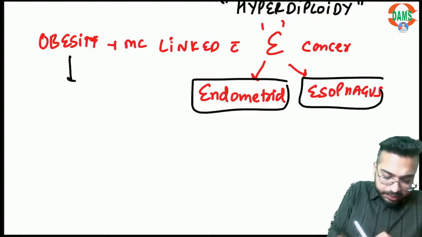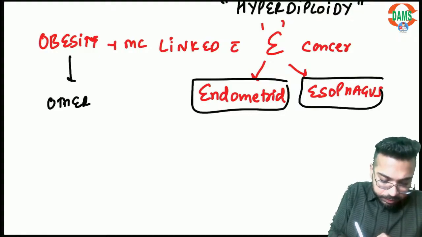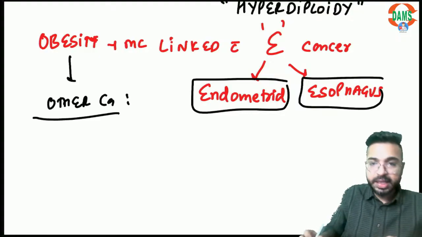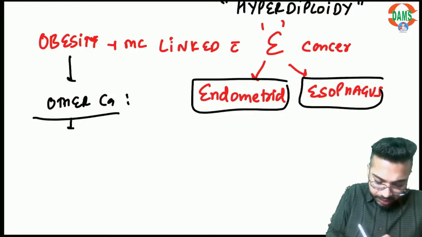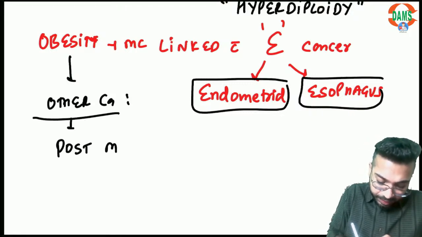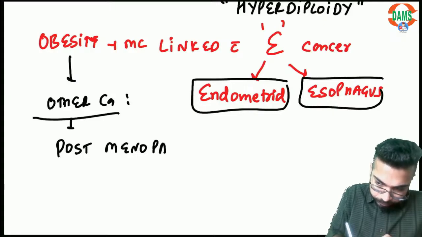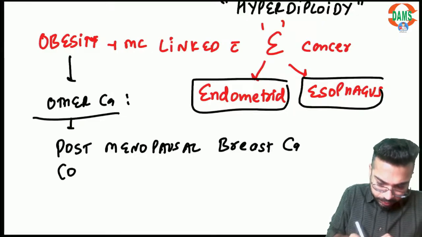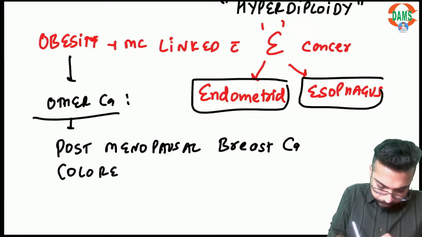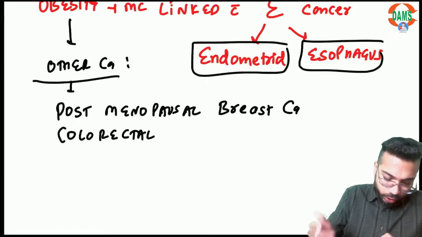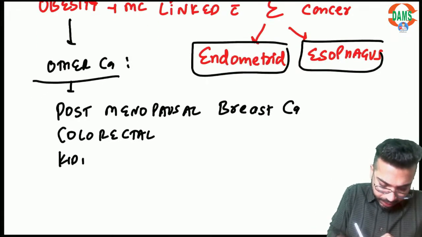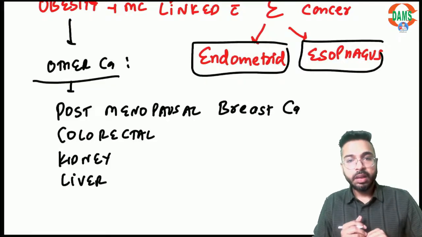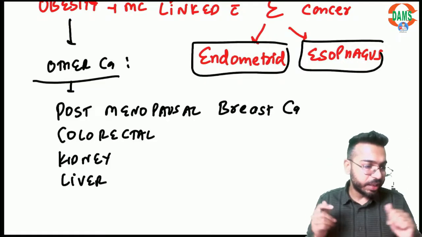The other cancers linked with obesity are postmenopausal breast cancer, colorectal, endometrial, which we discussed, renal cancer and liver cancers. These are the common linked cancers, but remember E.